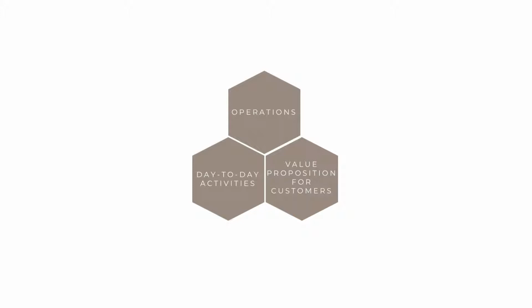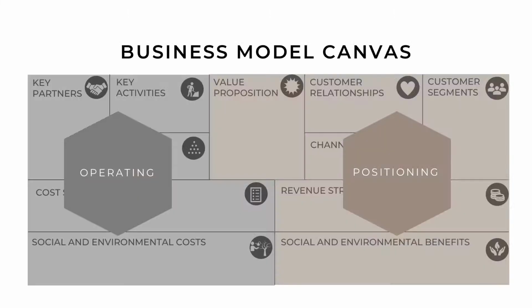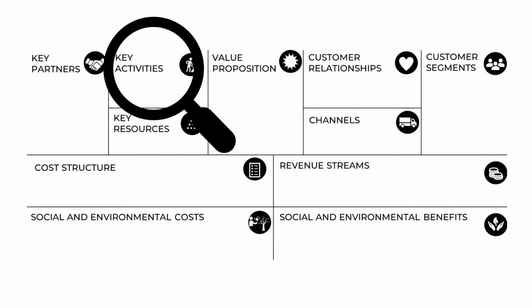As you have already learned in Module 3, the operational aspects of your business are presented on the left-hand side of your business model canvas, which includes key activities, key resources, key partners, cost structure, and social and environmental cost. We are now going to have a close look at the operations of your business.